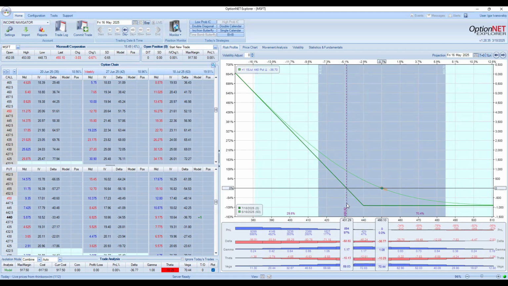I don't care if it's at 430. I don't care if it's at 420. I don't care if it's at zero. I have the right to sell the stock at 440. Now, for that right, I have to pay a premium.